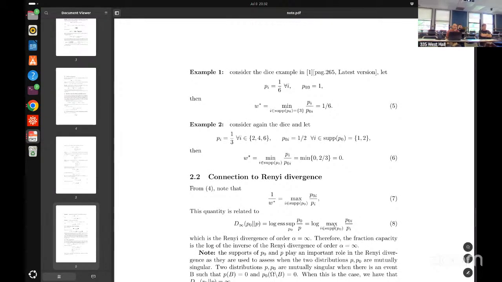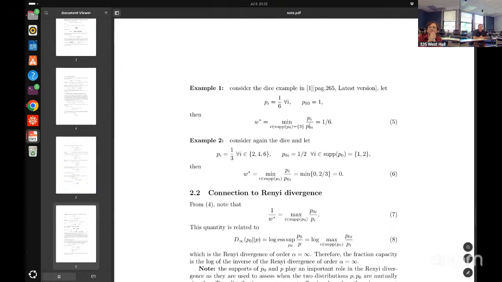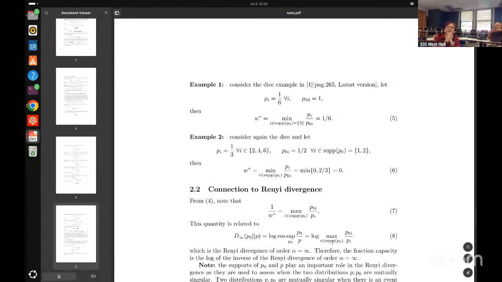The Rényi divergence is defined as the divergence between P0 and P, in this example where R is a probability mass function, as the log of the essential supremum. The essential supremum is the supremum over the support, so with the elements that are not 0. You eliminate the zeros. So you take the maximum over the i in the support, the elements of P0 that are different from 0.